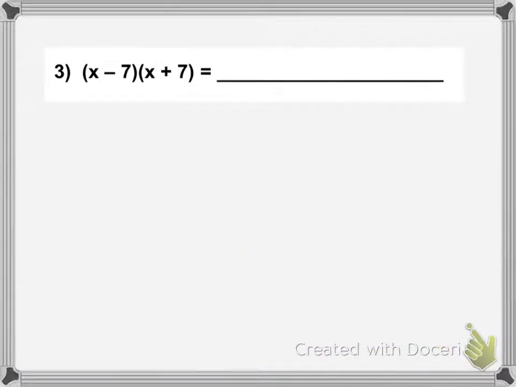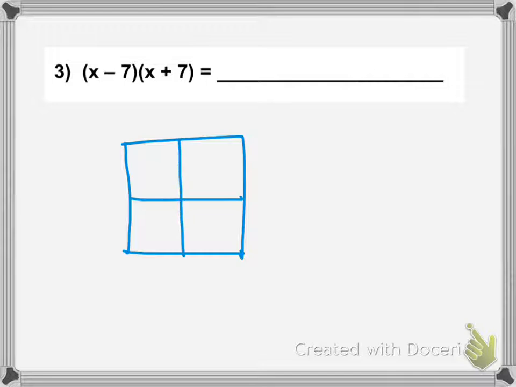So for this one, what I would like for you to do is choose one of the methods. Okay, I think I'll do the box method for this one. I'm just going to do one method. If you want to try the other method and make sure we get the same answer, you can. So I'm going to put x and negative 7 on either the top or the side, and then x and positive 7 on the other.